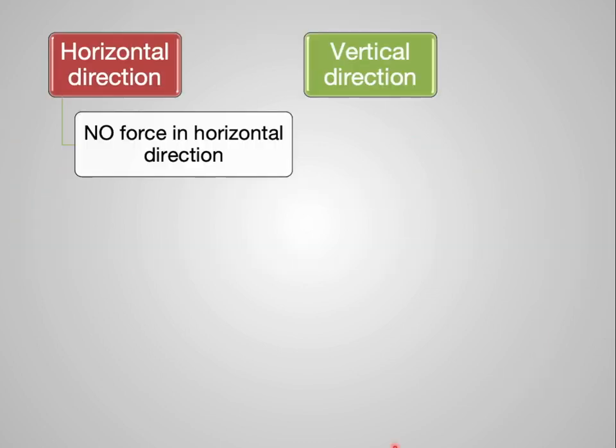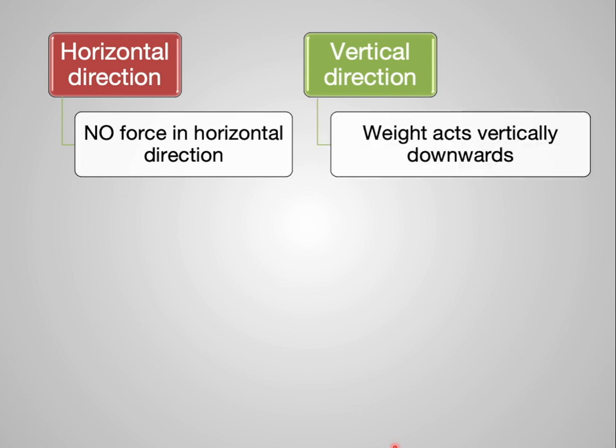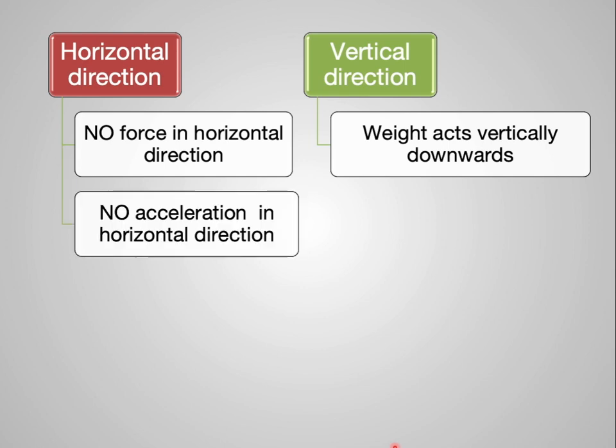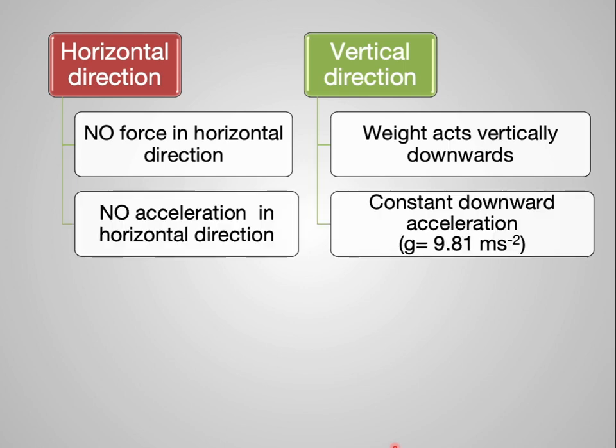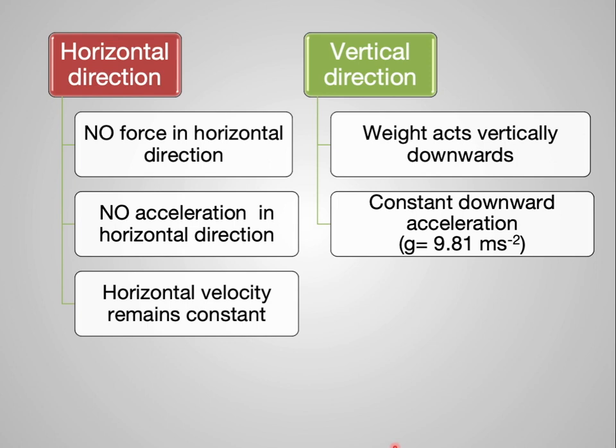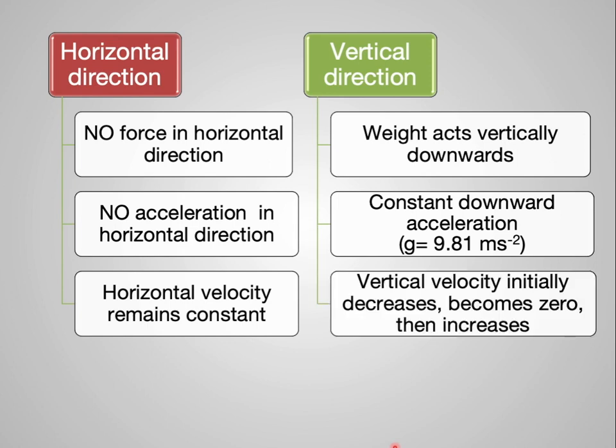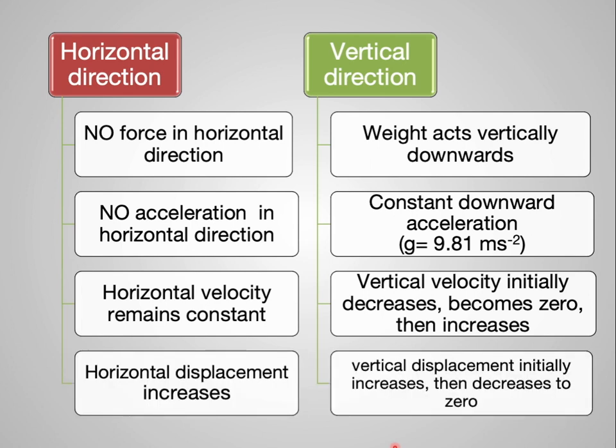Like any projectile, this also has a horizontal and a vertical motion, and like any projectile, no force is acting in the horizontal direction, but there's weight acting in the vertical direction. So there's an acceleration in the vertical direction, but no acceleration horizontally. So the horizontal velocity doesn't change. But the vertical velocity, as you have seen, will initially decrease, become zero at the maximum height, and again increase on the other side. The horizontal displacement was increasing throughout, but the vertical displacement increased, became maximum, then decreased to zero. So the final vertical displacement of such a projectile is always zero.